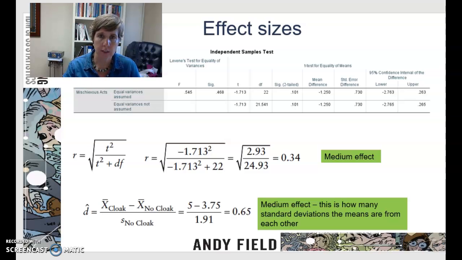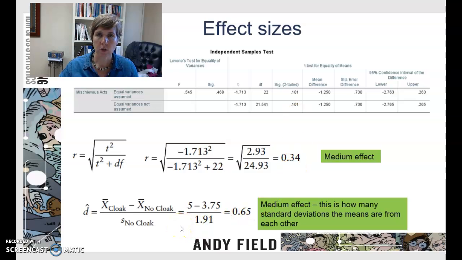You actually can find effect size calculators online, and generally that's my go-to versus hand calculating it, but just for fun, here we go. You can calculate your effect size using either this formula or Cohen's d. This is the correlation, and your t-value is coming from right here, negative 1.713, and my degrees of freedom is this value right here. You calculate that out and you get 0.34, which is a medium effect. So it's quite a substantial effect, even though there is not a significant difference between mischievous behaviors.